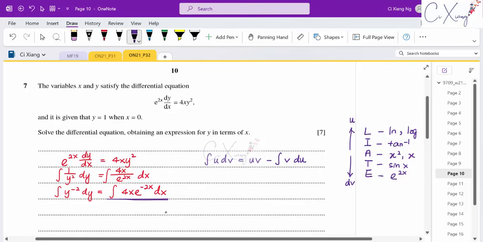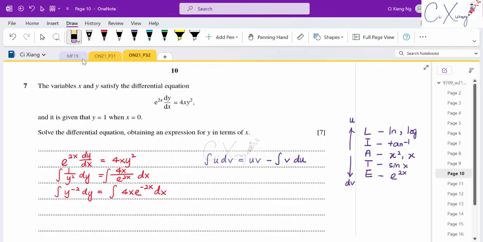Now we can have a look at our question here. We have 4x multiplied with e^(-2x). I will treat 4x as one function, and e^(-2x) as another function. 4x is quite obviously algebra, so it is A. And e^(-2x) is an exponential function, therefore it is E. From here you can see very clearly that the higher group will be the u. So I will let u equal 4x.